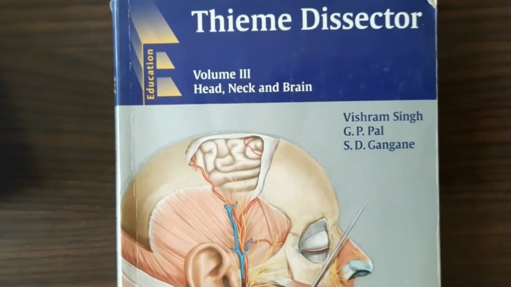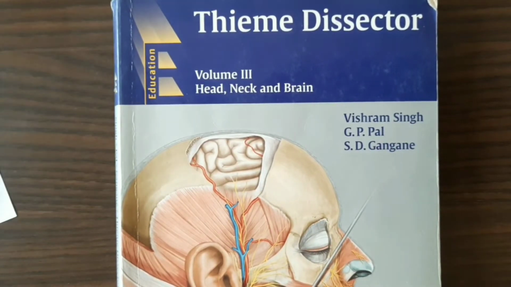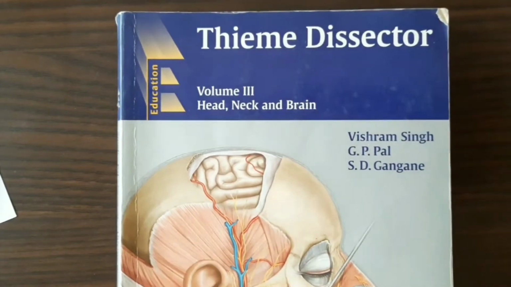Now I will show you this diagram just for your orientation, and then I will go to the origin, insertion and nerve supply. Let us see here from this dissector. I will show you this muscle. This is the Thieme dissector, authored by me for this volume of Head and Neck and Brain, published by Thieme. I am thankful to them for allowing me to use this.